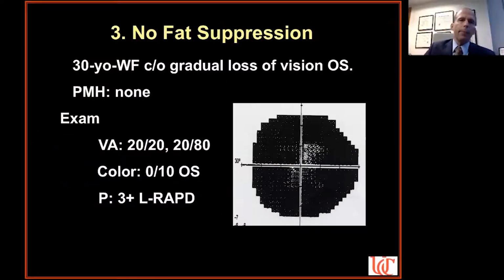Here's another pitfall, another problem: no fat suppression. Here's a 30-year-old I saw fairly recently, another Caucasian woman with gradual loss of vision in the left eye. She's 20/20 or 6/6 in the right eye, and about 6/24 in the left eye. She doesn't see any of the color plates, has a definite left relative afferent pupillary defect, and a non-specific looking visual field test, generally depressed.